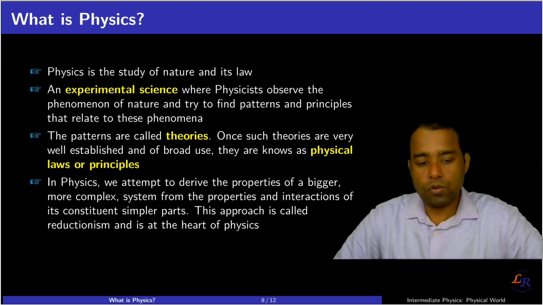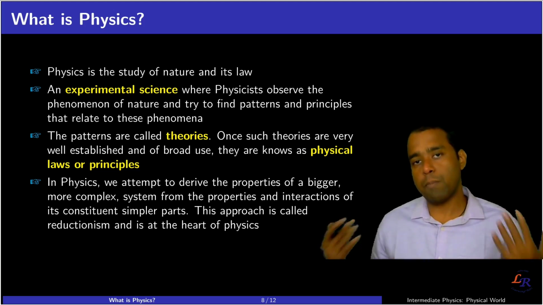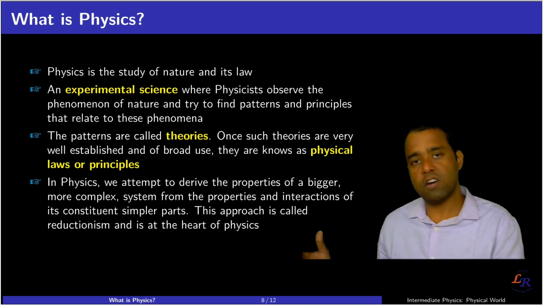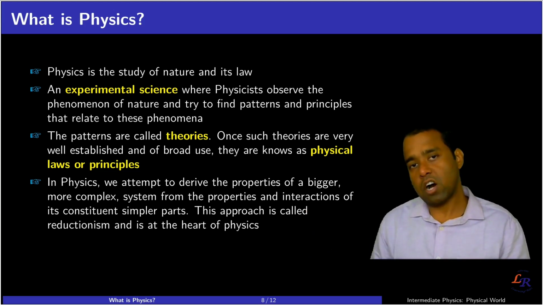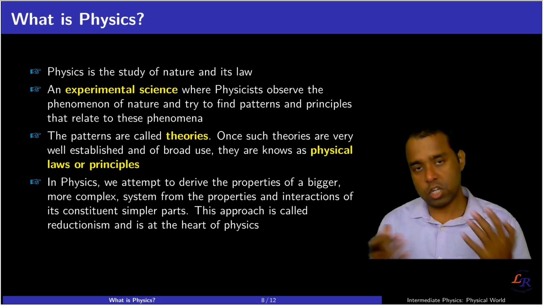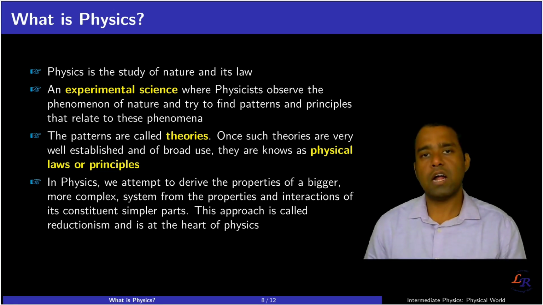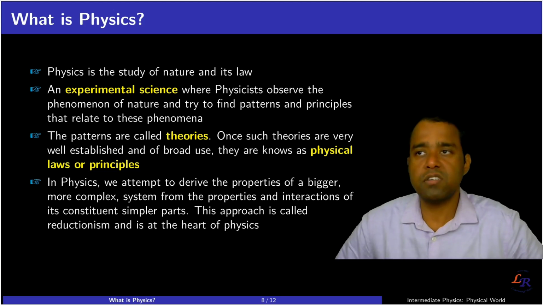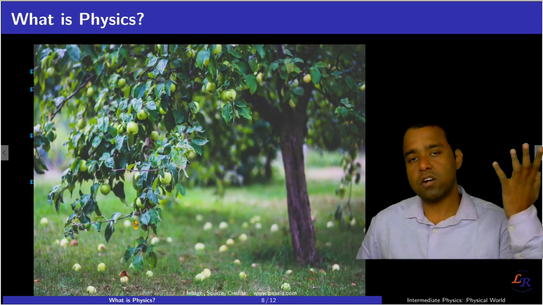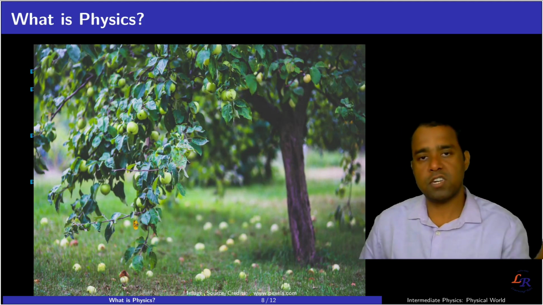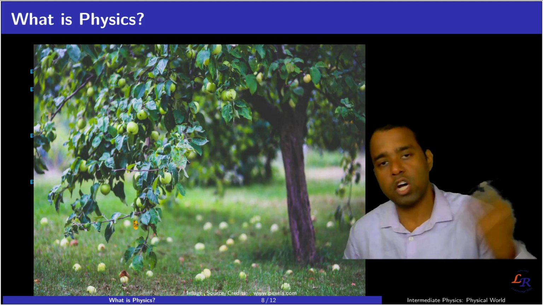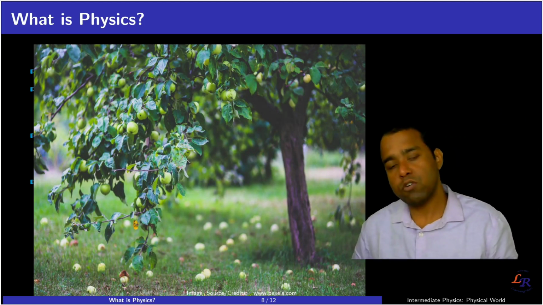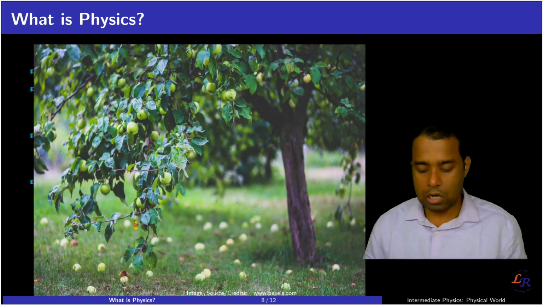In physics, we attempt to derive the properties of much bigger and more complex systems using very basic, simple concepts and the interaction of different constituent particles and systems, and this approach is called reductionism, which is the heart of physics. What do we mean by reductionism? For example, you see the simple falling of an apple, which Newton established is caused by gravity, which makes the apple fall from the tree to the ground, and he came up with that law, Newton's law, a very well known law.